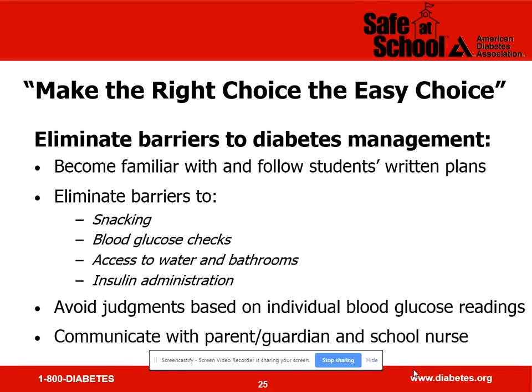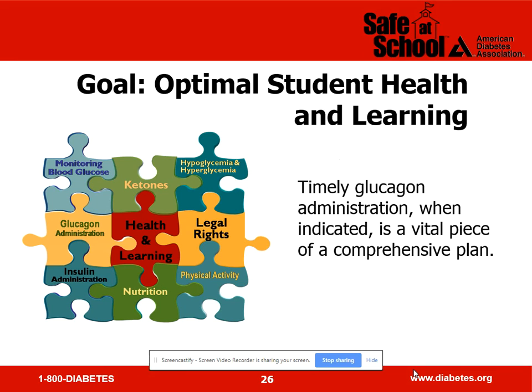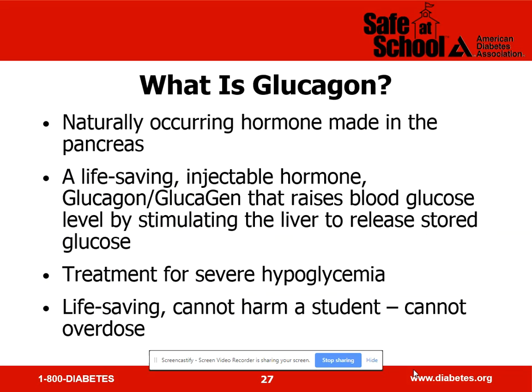The phrase, make the right choice the easy choice, applies here as well. Eliminate barriers to diabetes management. Become familiar with and follow the student's plans. Eliminate barriers to snacking, blood glucose checks, access to water and the bathroom, and insulin administration. Avoid judgments based on individual blood glucose readings, and communicate with parent, guardian, and school nurse. Timely glucagon administration, when indicated, is a vital piece of a comprehensive plan.